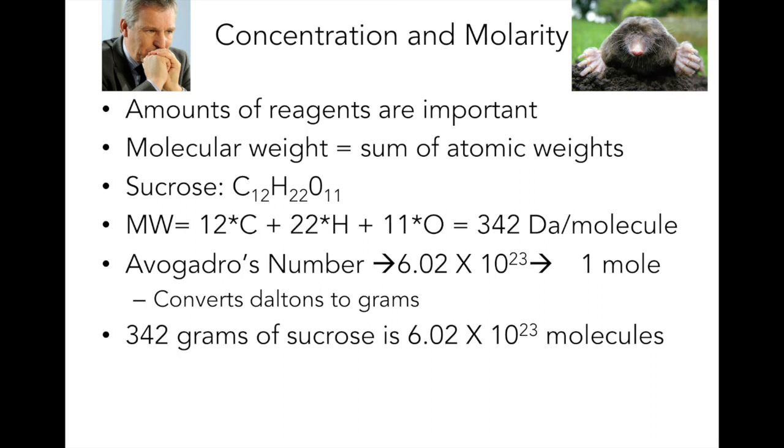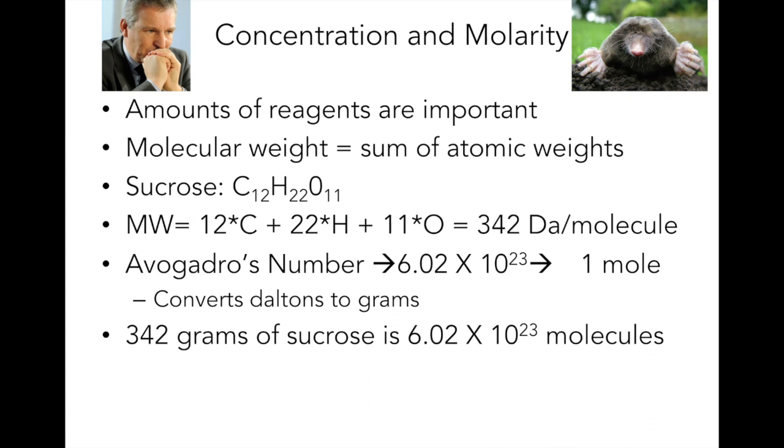And if we want to make up chemical solutions, we want to do the same thing. So we want to calculate molecular weight. Now, molecular weight is the sum of all of the atomic weights for a particular compound. Okay, so sucrose is the scientific name for table sugar. So if you put sugar in your coffee, what you're putting in is a compound that is 12 atoms of carbon, 22 atoms of hydrogen, and 11 atoms of oxygen.